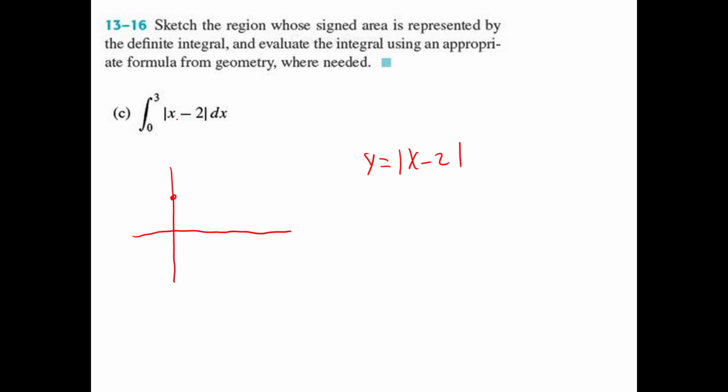When you put in 0, you get the absolute value of -2, which is 2. The vertex of the angle happens at whatever makes this 0. What makes that 0 is 2. And then once you get past 2, you go back up. You're trying to find the definite integral from 0 to 3, so you're trying to find this area here, and this area here.